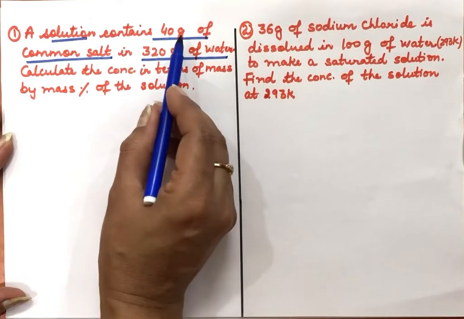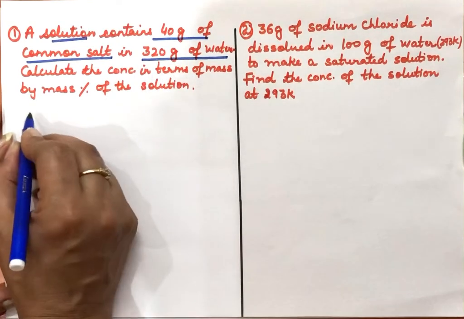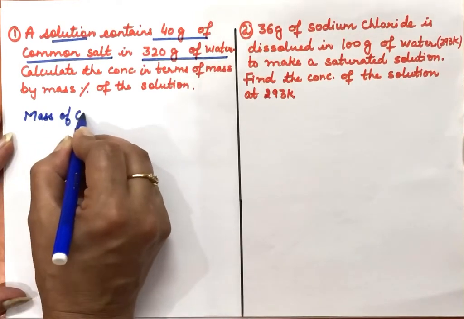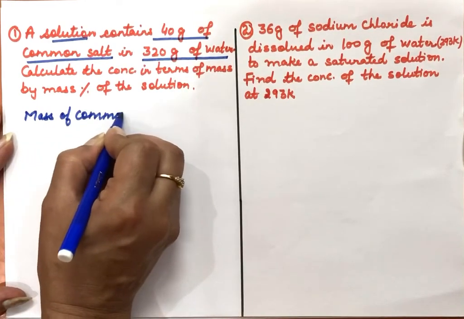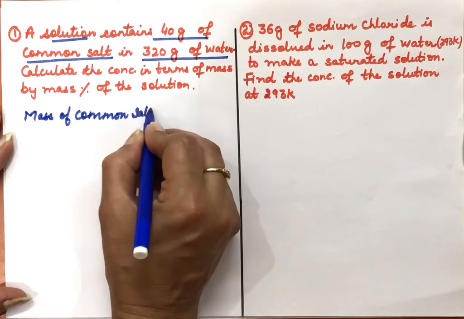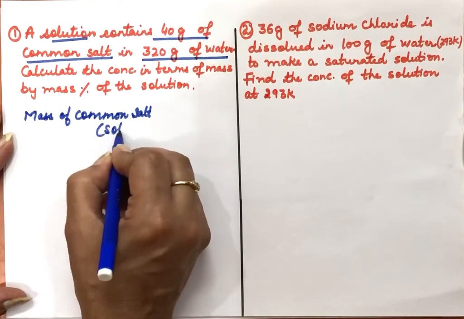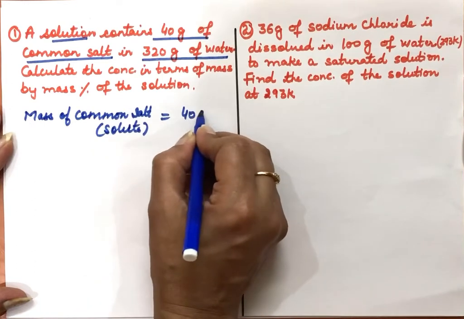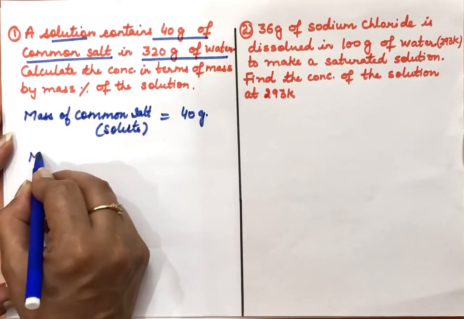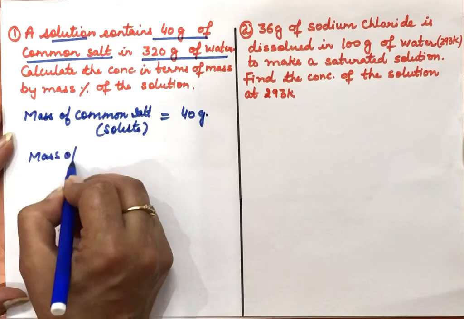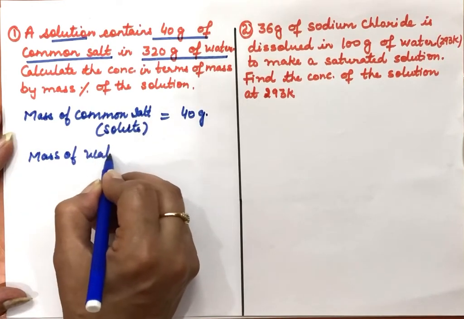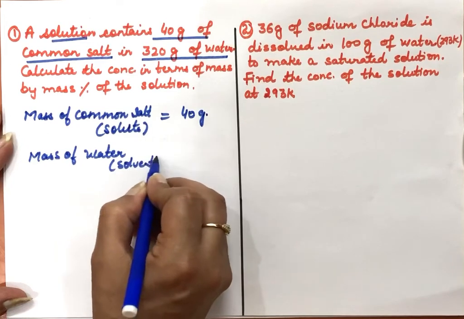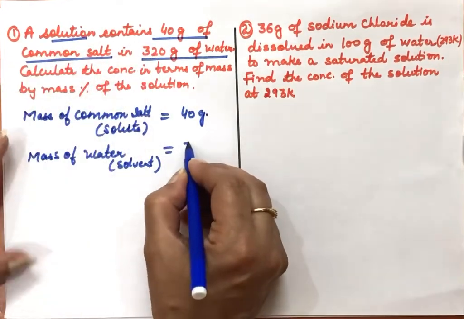So first of all, we write the amounts which are given. First is the mass of the common salt, which is a solute. This is equal to 40 grams. And then mass of water is given, and water here is a solvent, which is equal to 320 grams.